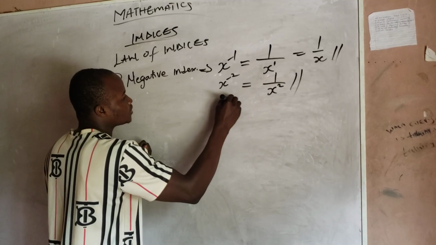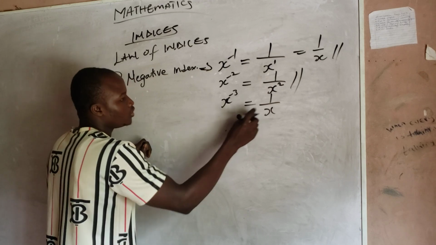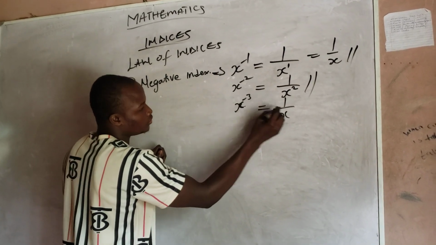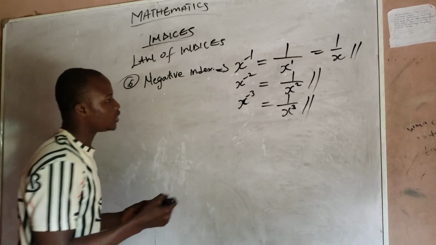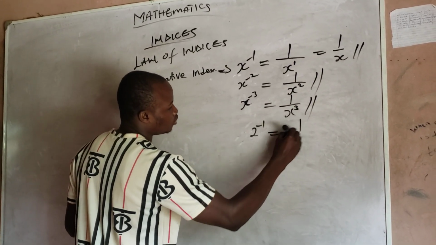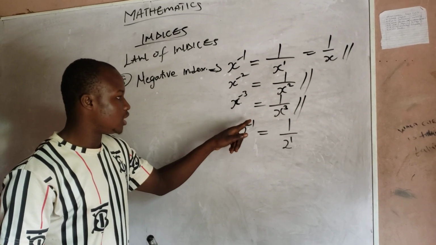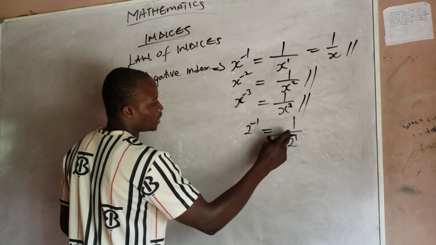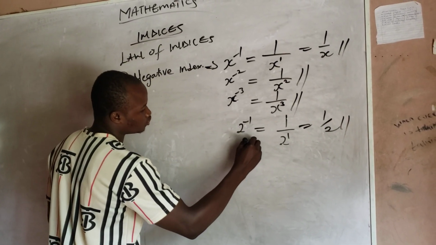If you have x raised to the power of -3, we do 1 over x, and the x is raised to the positive number of -3, which is 3. So this is how the law goes. For example, 2 raised to the power of -1 becomes 1 over 2 raised to the power 1, taking the positive power, which is 1 over 2. Another one is 2 raised to the power of -2.